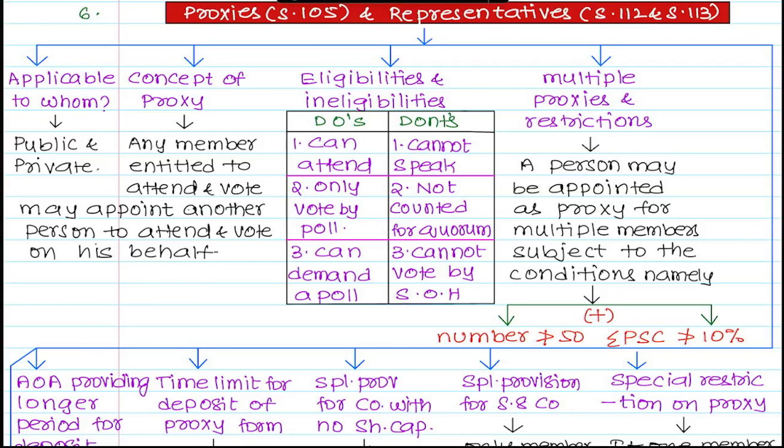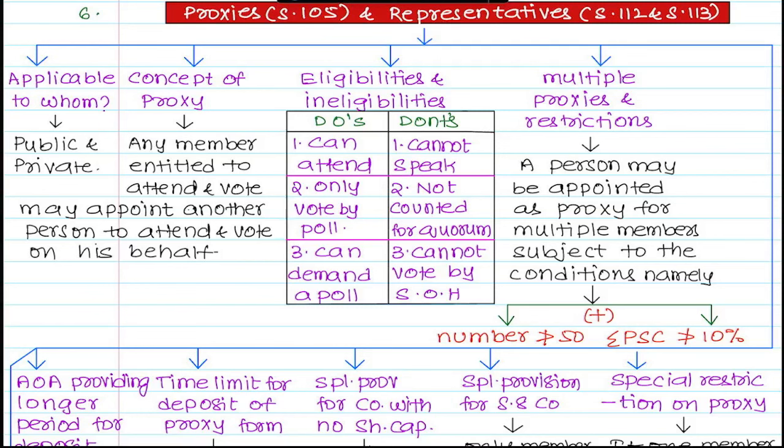One by one, why can he not vote by show of hands? If he can vote by poll, why can't he vote by show of hands? The question will arise. Either say that he cannot vote at all, or you are saying that he can vote, but only by poll, not by show of hands. Why? All these logics, we will discuss that way. Why can he not speak? What wrong has he done? This is not the time to learn all those things, but understand the concept clearly. So, tell me, who is a proxy?